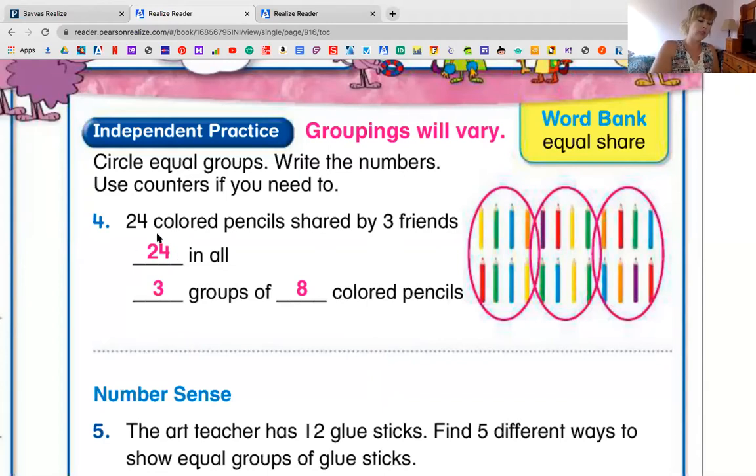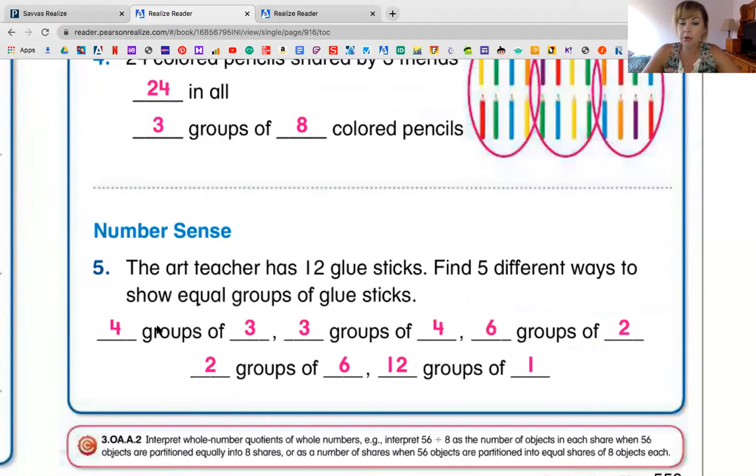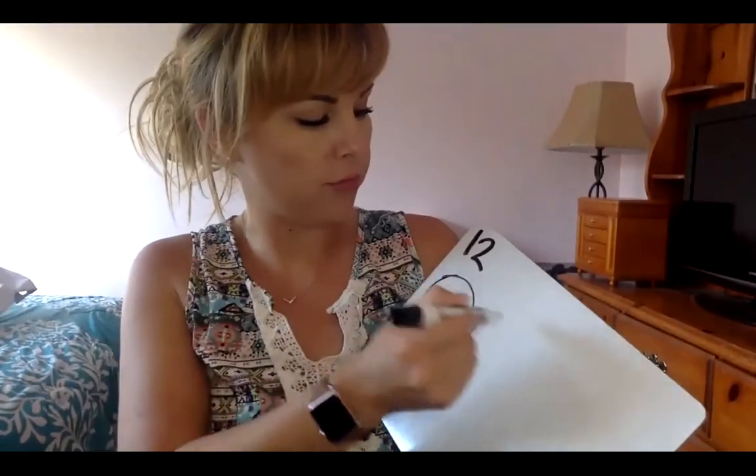So your next question, this was actually where you guys probably had to try a few things. The number that they gave you was a number 12. It says the art teacher has 12 glue sticks. Find 5 different ways to show equal groups of glue sticks. Okay, let me do it this way. I have the number 12, and I'm going to break this 12 up. Let's do 12 into 2 groups.